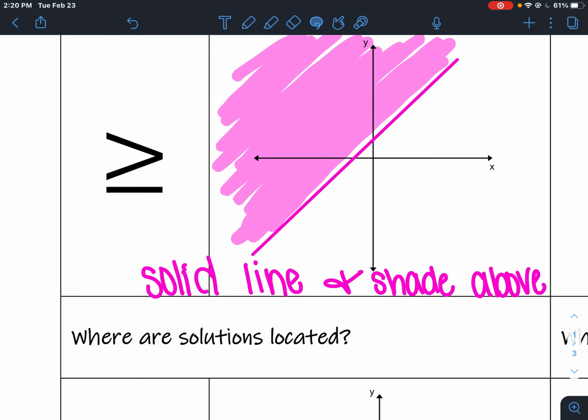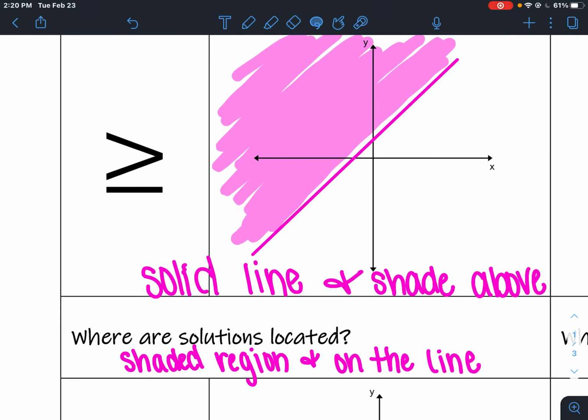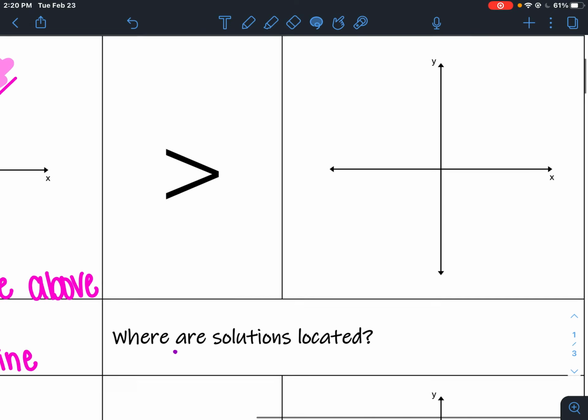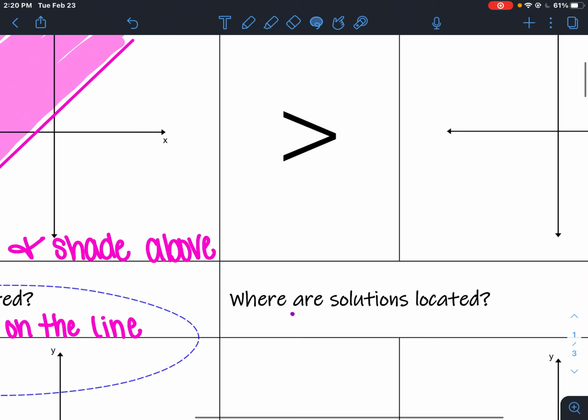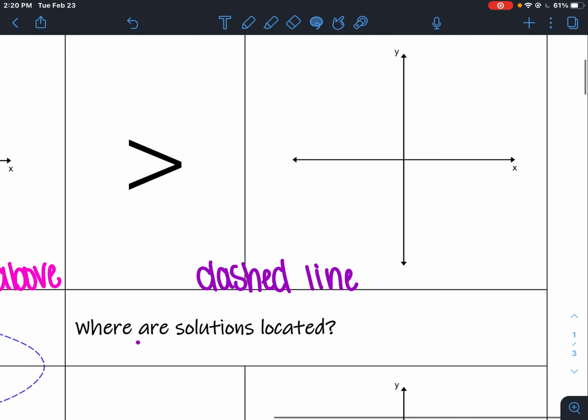And where are solutions located? Solutions will be located in the shaded region and on the line. The shaded region because it's greater than, and on the line because it's also equal to. For strictly greater than, we are going to have a dashed line.